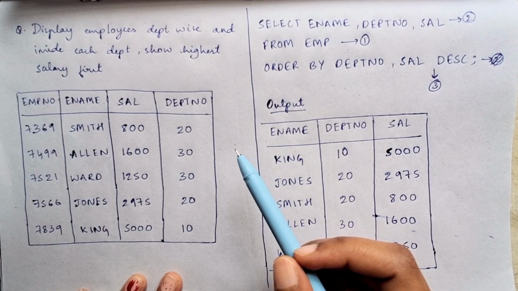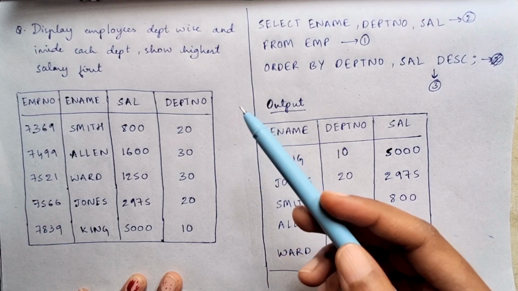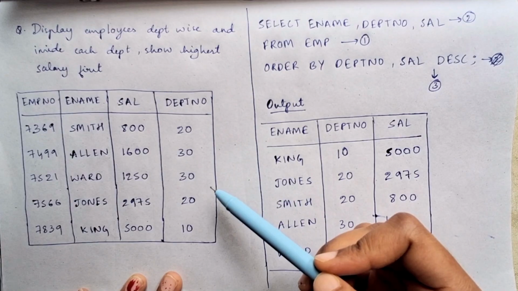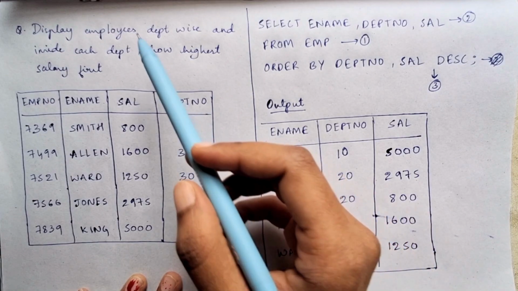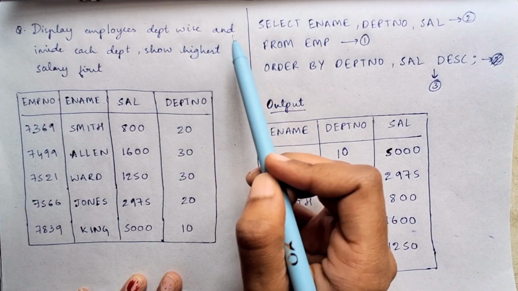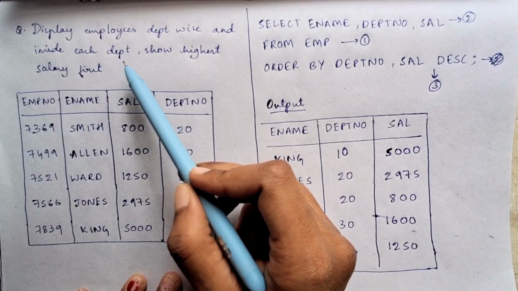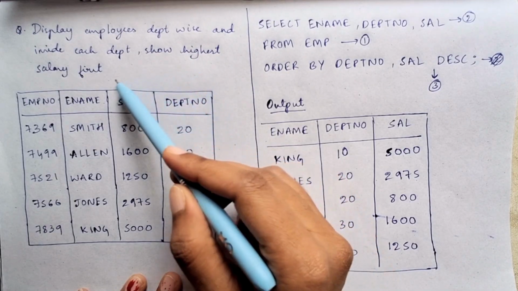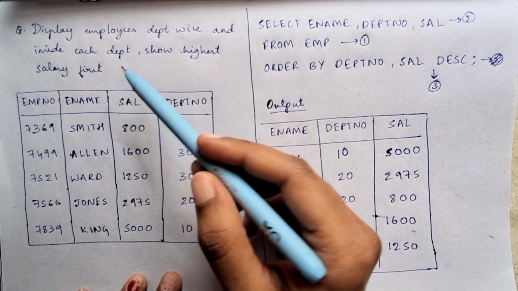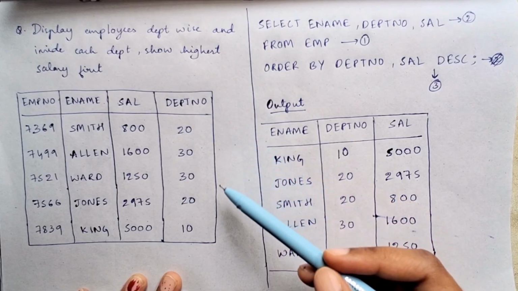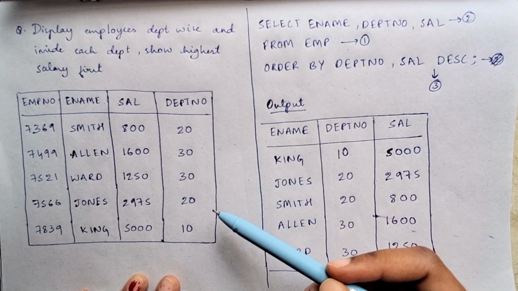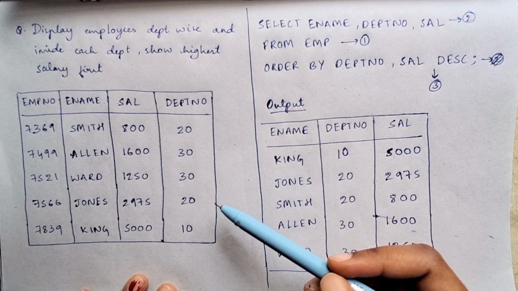This is very important for interviews. Again, we are using EMP table. Suppose we want to display employees department wise and inside each department show highest salary first. Right now, the data is not arranged department wise and salary wise also. So we need two level of sorting here.